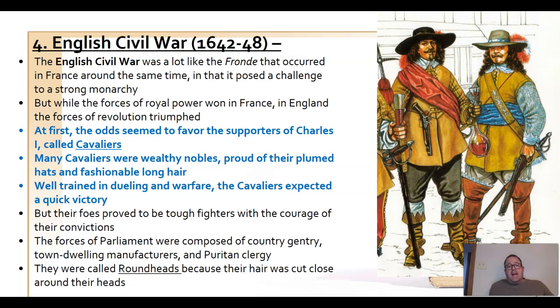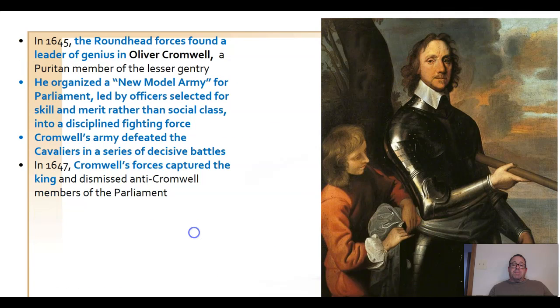Now, the king and his supporters are known as Cavaliers, and at least initially they had success. If you would look at it on paper, it looked as if the Cavaliers would be victorious, but that's certainly not going to be the case.